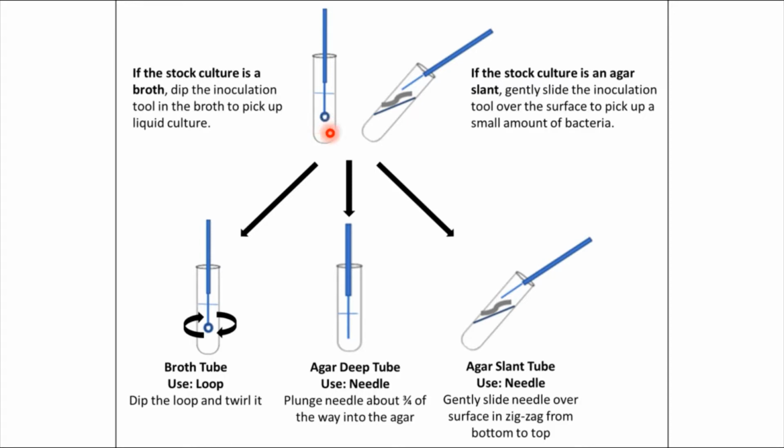The goal of the lab is then to take each of these and transfer the broth to a new broth, a new deep, and a new slant, and to take the slant and transfer it to a new broth, a new deep, and a new slant. Then, after incubation, the results of the new growth can be observed. So now let's take a look at what this procedure actually looks like in the lab.